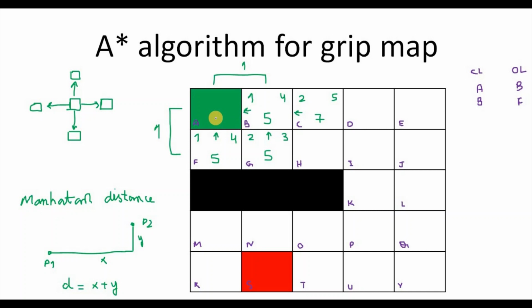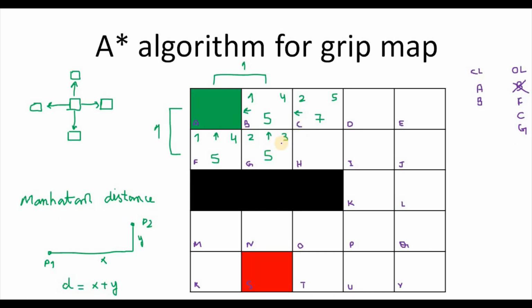Because when we were at A, the open list was B and F. So when we came at B, we removed the node B from the open list and put it in the closed list. And then we explored its neighbors, and the neighbors were C and G. So we put C and G in the open list here.